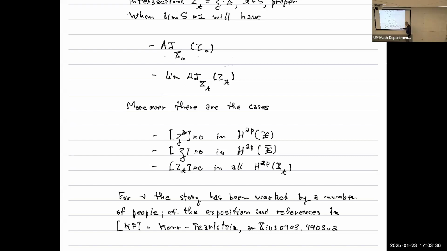For the references, I just gave one here. There's an expository article that is pretty much a good accounting of the whole business, and that's the reference: a paper by Matt Kerr and Greg Pearlstein.